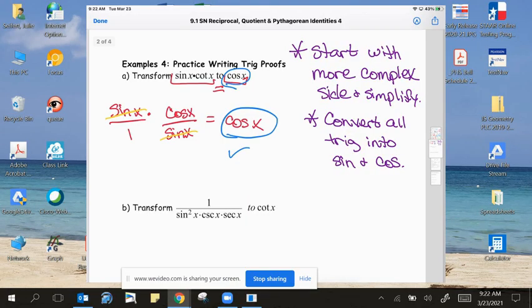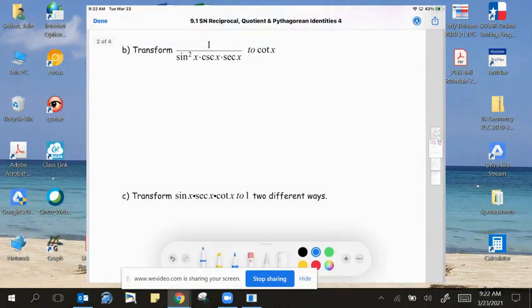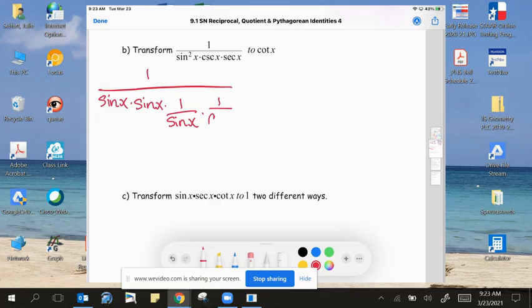So on part B, again, we want to start on the more complicated side. It's obviously that left side, that big fraction, and we're converting that into cotangent x. So 1 over sine squared x, remember, is sine x times sine x. Cosecant x is 1 over sine x. Secant x is 1 over cosine x. So I converted everything into sines and cosines. Okay, we have a factor of sine x that divides out with 1 over sine x. So we still have a 1 in the big numerator over, this would be sine x over cosine x.